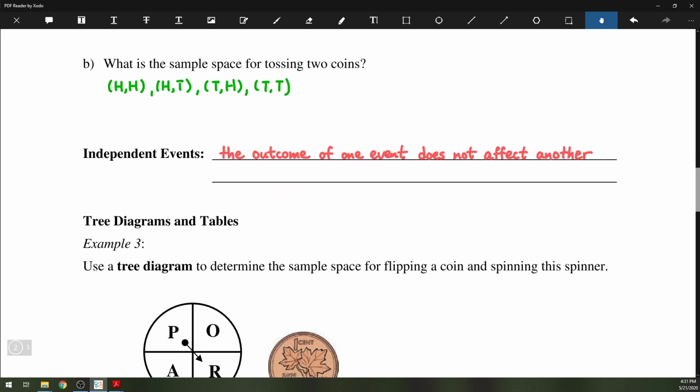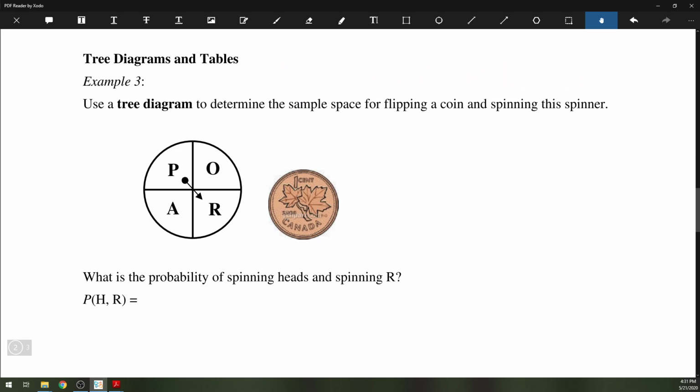Okay, let's move on to the tree diagram. We're going to use tree diagrams to list sample space if we have a few different events that are independent of each other happening together. So in this case, you can see on the left we have a spinner. The outcomes are A, P, O, and R. On the right-hand side, there is a penny.